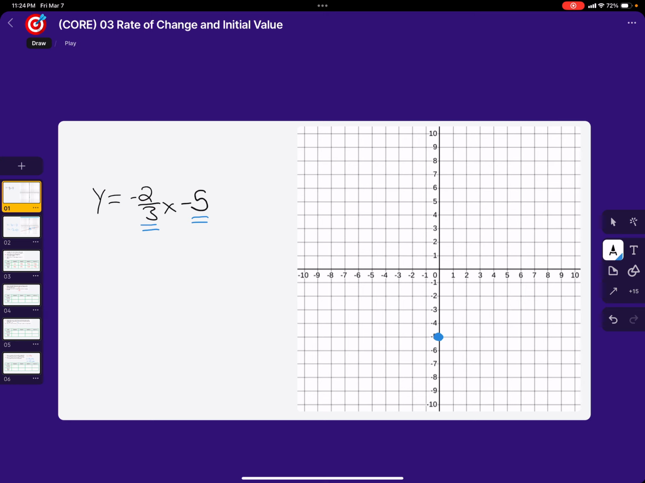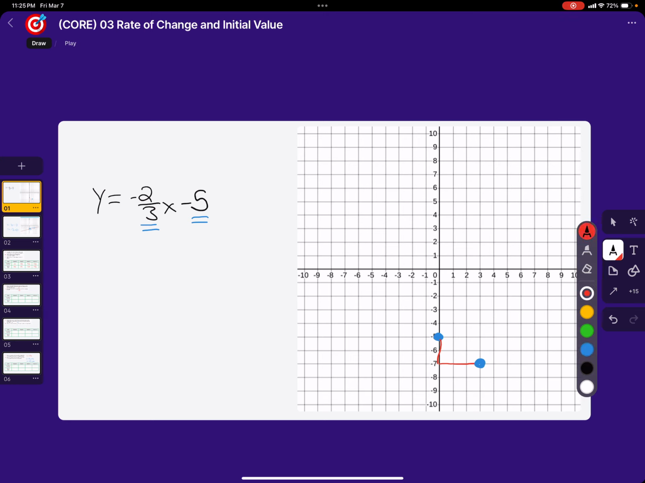So instead of rising and going to the right, I'm going to fall and go to the right. I'm going to go down 2, and there's my negative move, and now I'm going to go to the right 3. 1, 2, 3. And there is my positive move. And I'm going to draw a strong point right where that slope leads us.